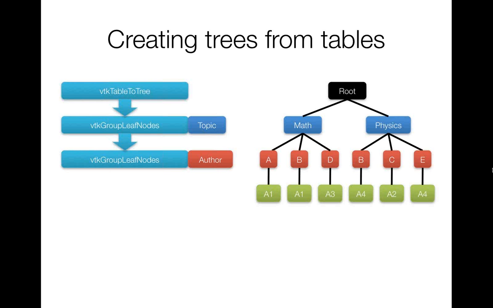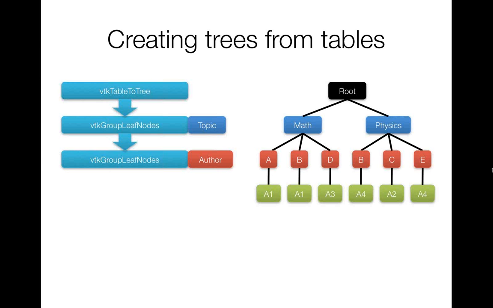And so this first part is how do you take a table and turn it into a tree? So we have some filters to do that. The first one is called vtkTableToTree. That one does the most basic transformation. It doesn't give any structure to the tree, but it just takes the table and turns every row in that table into a child of a single root element. So we'll see that in a minute in our example.